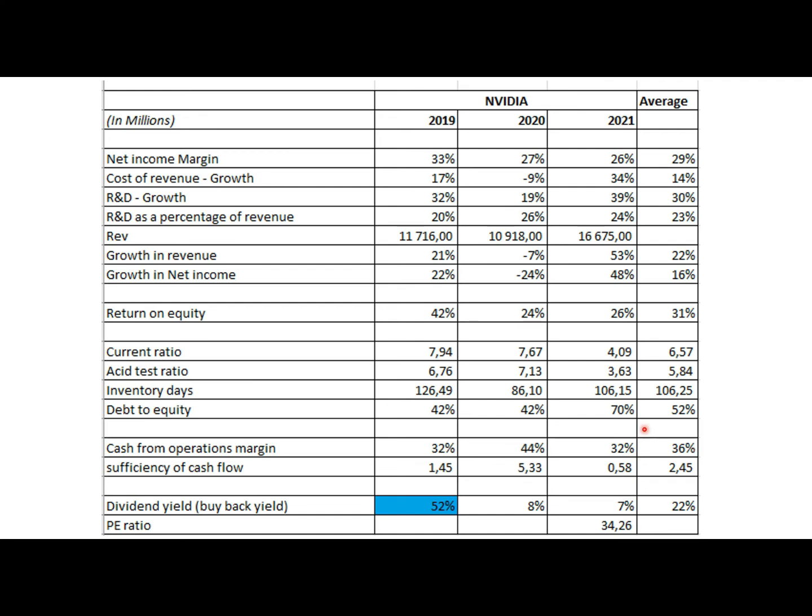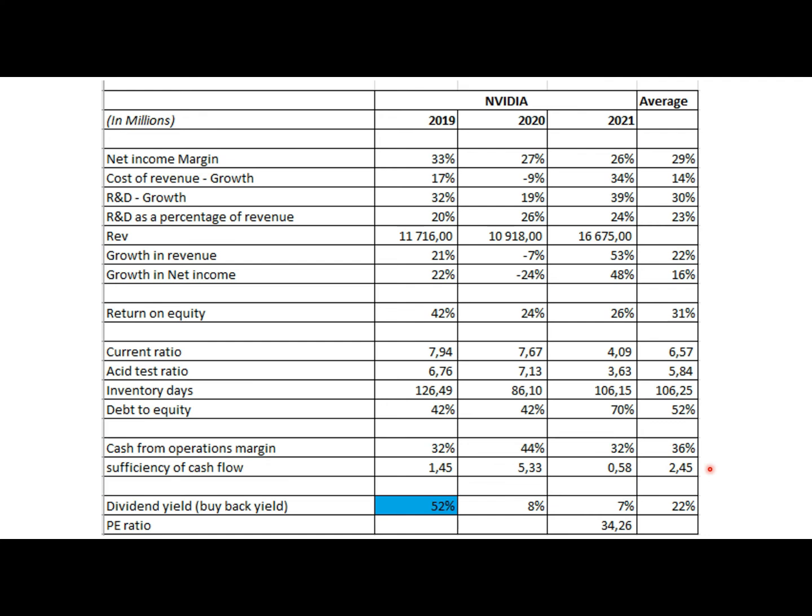Looking at everything, looking at my performance, looking at the returns it gets on capital, looking at the balance sheet, looking at my liquidity and financial risk, looking at all of that, looking at the cash from operations model, there is no indication for me that Nvidia is in decline. The sufficiency of cash flow has deteriorated, but still overperformed the industry average. Industry average is 0.84, and the average for Nvidia is at 2.45. So that is good. That is very good.